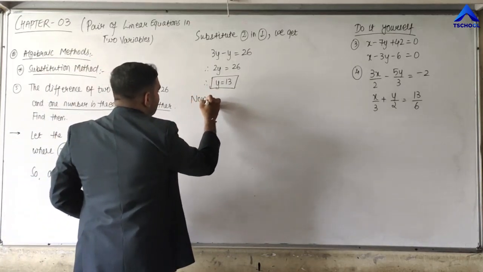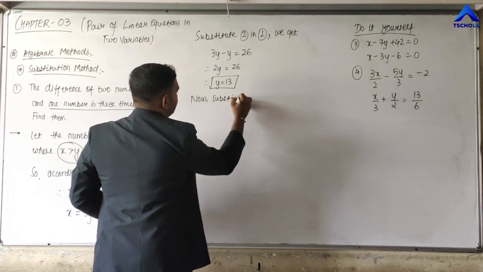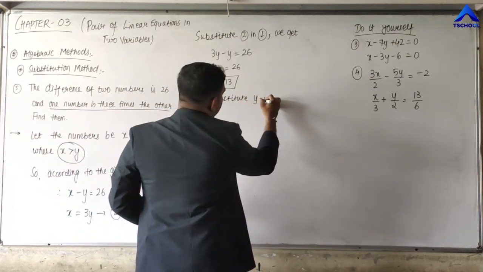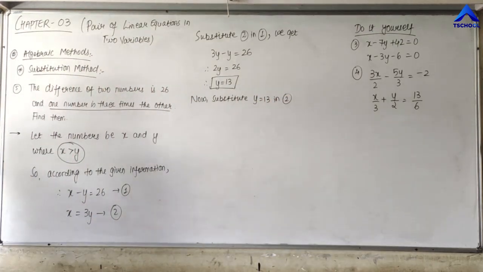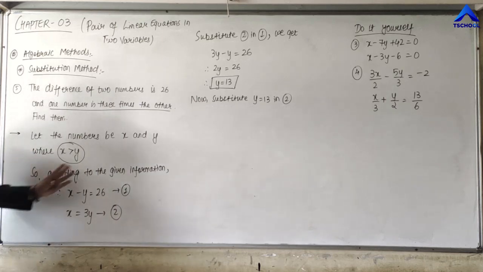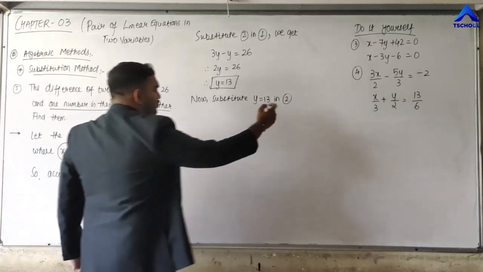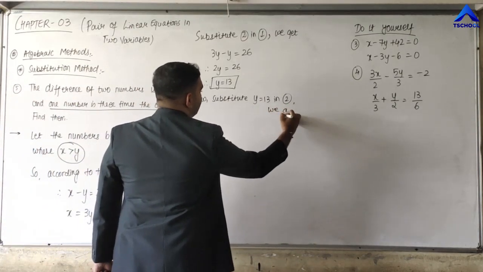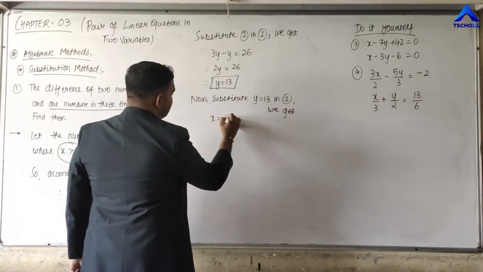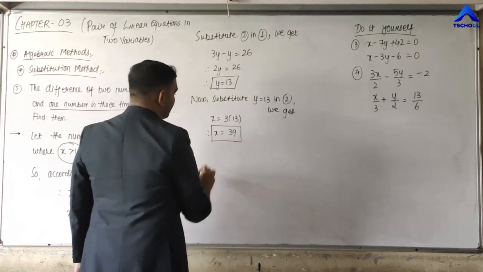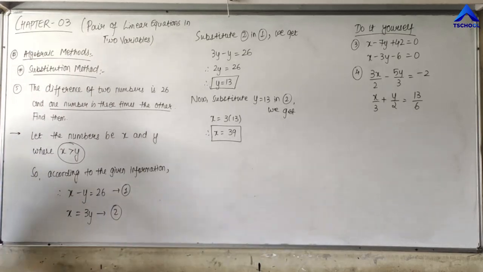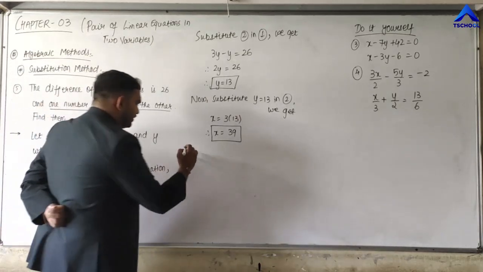Now substitute y equals 13 in equation 2. Here you can replace this in any of the equations. It is not compulsory to replace it in 2. It would be easier if we replace this in 2, but you can replace this in any of the equations, that is in the first or in the second. So substituting this in 2, we get x is equal to 3 into 13. Therefore x is equal to 39. Right, so x equals 39 is the greater number and y equals 13 is the smaller number.